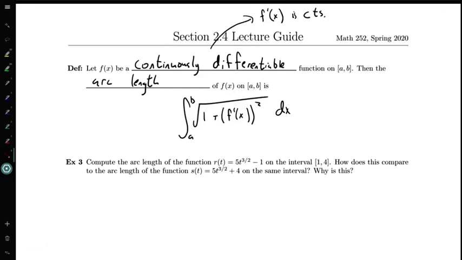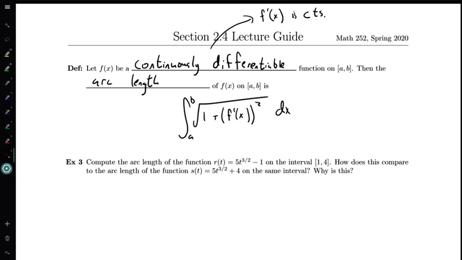Now that we have a formula which tells us how to compute the length of a curve on a given interval, we want to actually practice using this formula, see how it works, how we might actually integrate some of these functions, and we want to think a little bit maybe about how this works with our intuition about what length actually is. So example number 3 is asking us to compute the arc length of the function r of t equals 5t to the 3 halves minus 1 on the interval from 1 to 4.